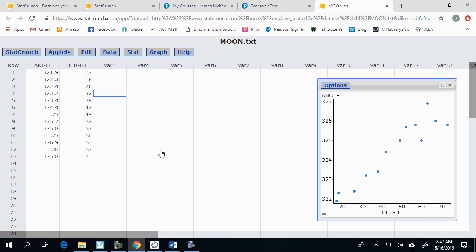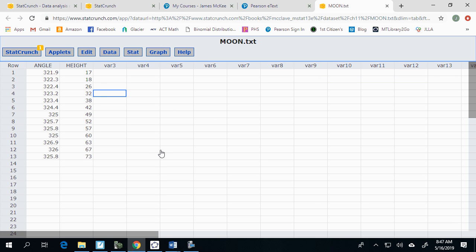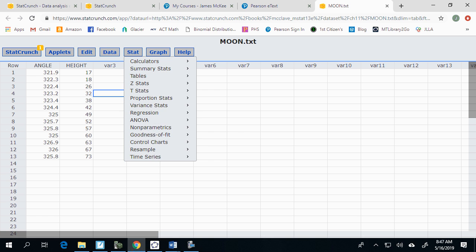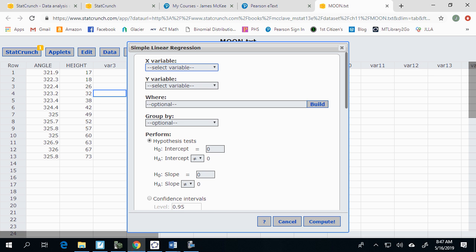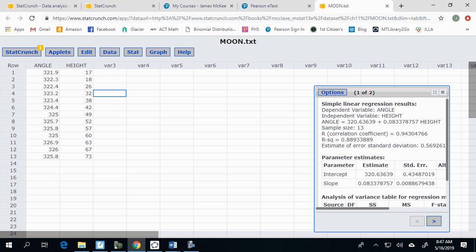There's our scatter plot. Seems reasonable. The shape seems linear. I don't see any really obnoxious outliers. So I think we're good to go there. All right, so we'll throw that back. And now I can do stat, do a regression, simple linear. My X variable is height. My Y variable is angle or size. And I'm not making any predictions yet.